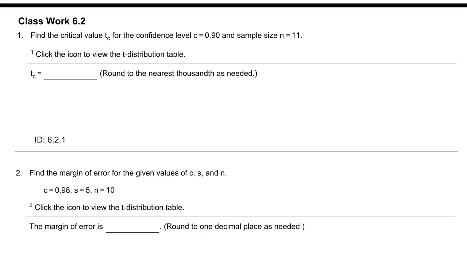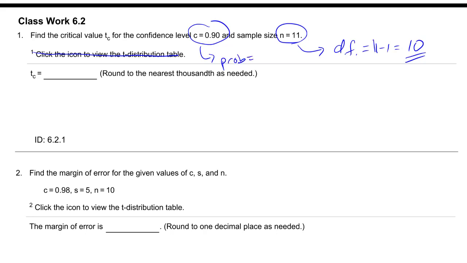All right, so let's go over some problems on this. We're going to find the critical value tc with a given confidence level and sample size. We're actually not going to use the table. We're going to go ahead and use Excel. So once we know that n is 11, remember that means our degrees of freedom is 11 minus 1, or 10. Okay, so our c of 0.9 would mean that our probability is 0.10.